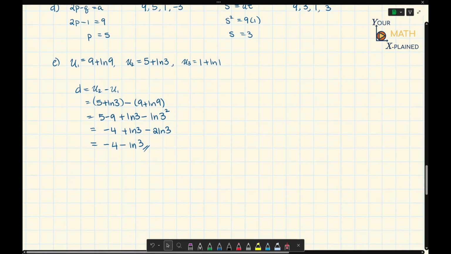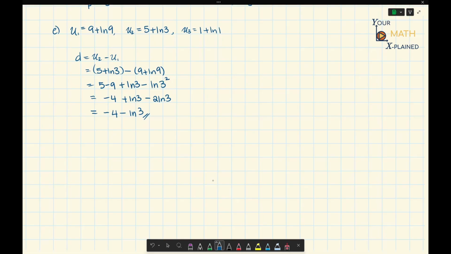And then finally, the last part of part E is asking us to show that the summation from i equals 1 all the way to 10 of u sub i is equal to -90 minus 25 ln of 3. So this is just saying that we want to go u1 plus u2 plus u3 all the way up until u sub 10, which means in other words, this is just equal to s sub 10. And we know exactly how to do that using the formula.